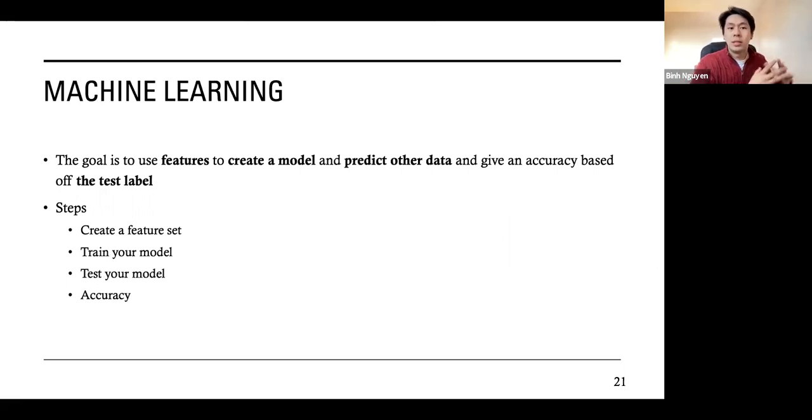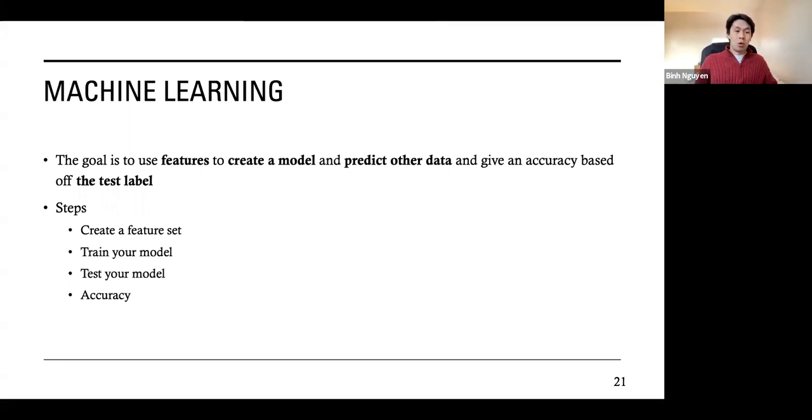The goal is to use features to create a model, predict other data, and give an accuracy based on the test label. This is probably a run-on sentence, but I wanted to put everything you had to do into one sentence. The steps include creating a feature set from your input. You want to train your model, create your model, and then test your model, predict other data. And then finally, you get your accuracy by testing your label.